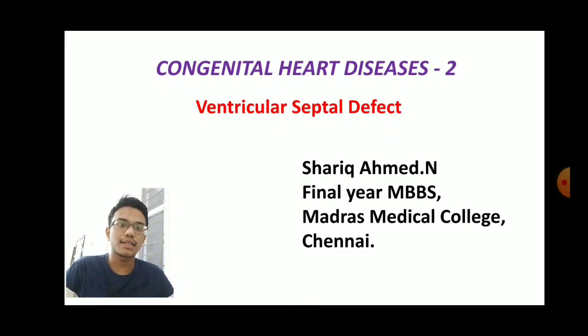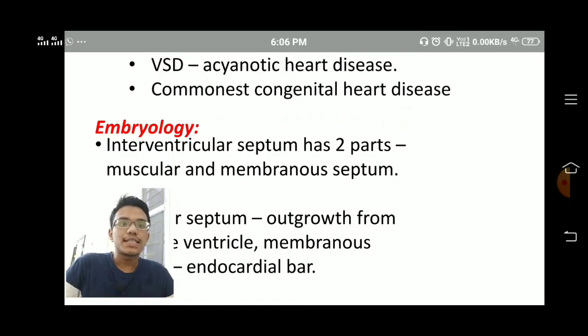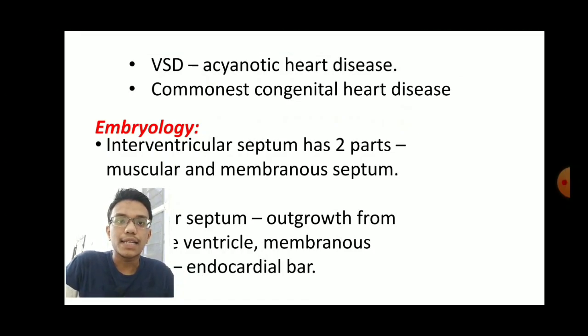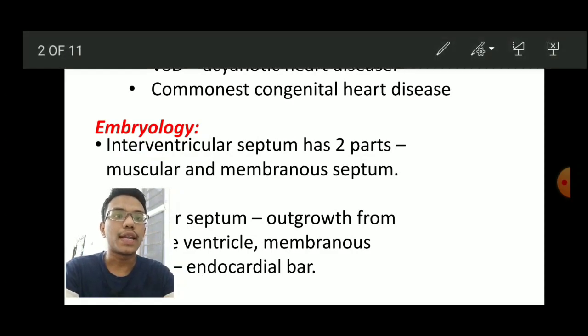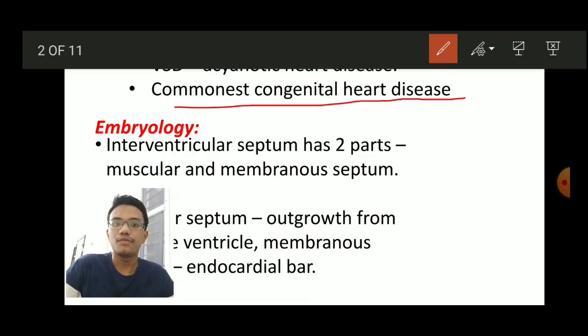This we had discussed in the last lecture in detail. Okay, you can go through that lecture if you haven't seen it before. So VSD is an acyanotic heart disease we know, and it is the commonest congenital heart disease. Okay, it's a one liner you can say. Commonest congenital heart disease is the VSD.